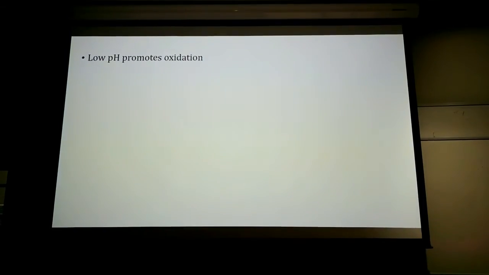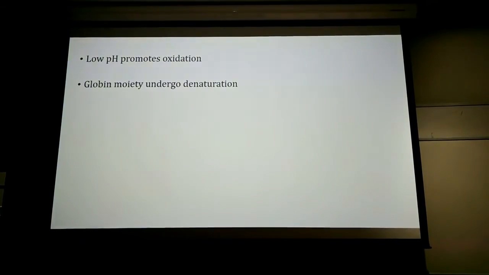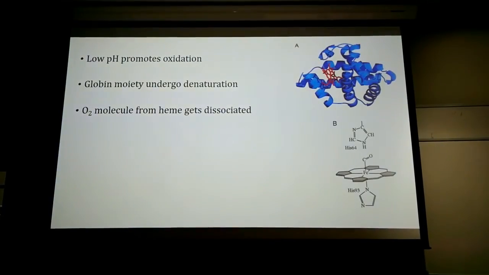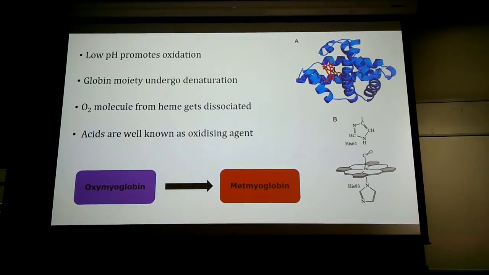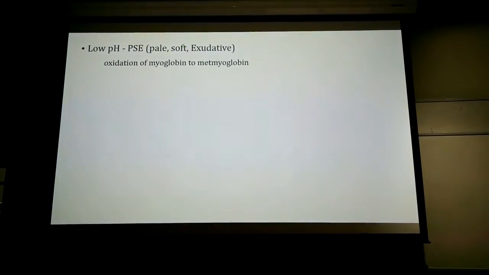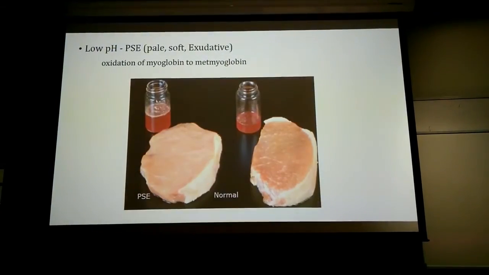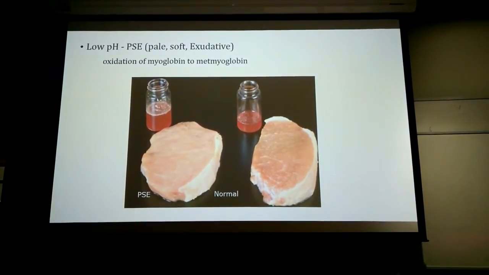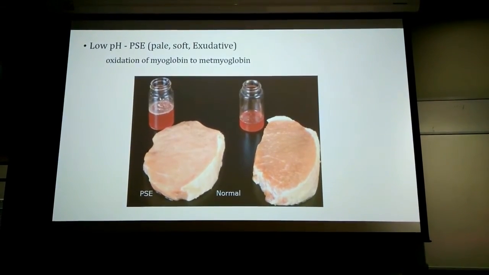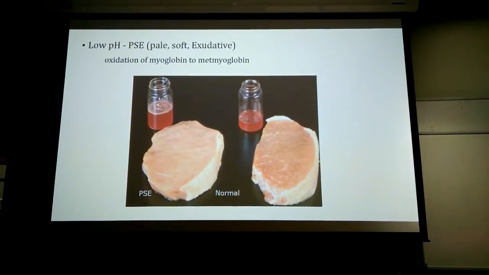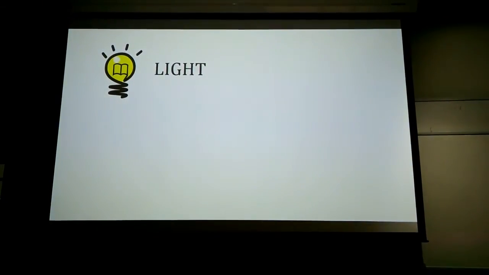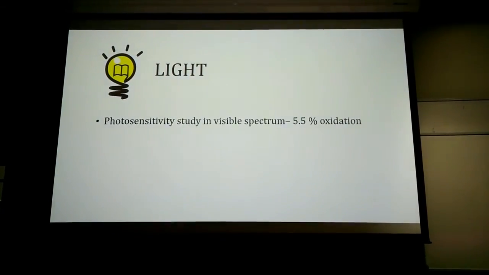This decline in pH promotes oxidation of myoglobin as the globin moiety undergoes denaturation and consequently the oxygen molecule dissociates from the heme group. As acids are well-known oxidizing agents, they bring about the oxidation of myoglobin to metmyoglobin. The rate of oxidation increases as the pH decreases. A condition known as PSE, which stands for pale, soft, and exudative, which occurs in pork, beef, and poultry, is caused due to the low pH, which results in oxidation of myoglobin to form metmyoglobin that has a low color intensity.